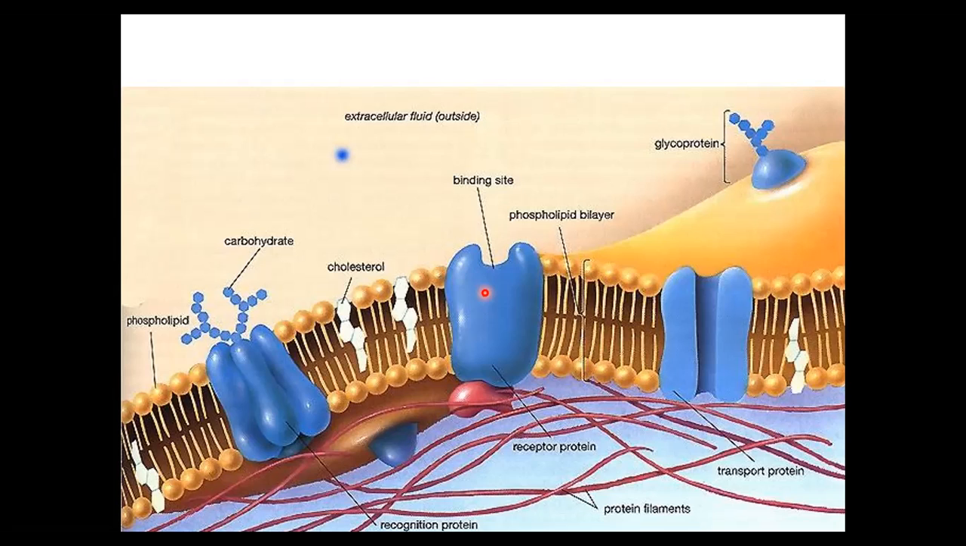And then here we've got a recognition protein, which works in a similar way, but we have these carbohydrate groups hanging off the side and they work a little bit differently. Then inside we've got protein filaments. They work as an extra support, and then we also have glycoproteins on the outside. So it's really important to remember that we have all these different parts of the cell membrane, and it's not just the phospholipid bilayer. We've got the phospholipid bilayer, cholesterol in between the phospholipids, recognition proteins, receptor proteins, transport proteins, and glycoproteins on the top as well.